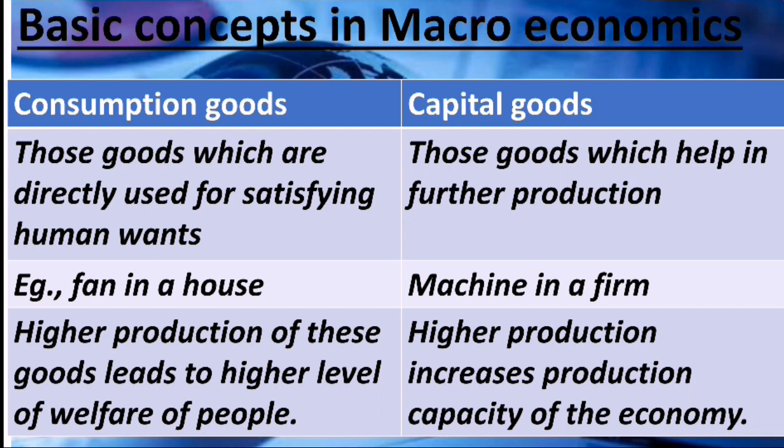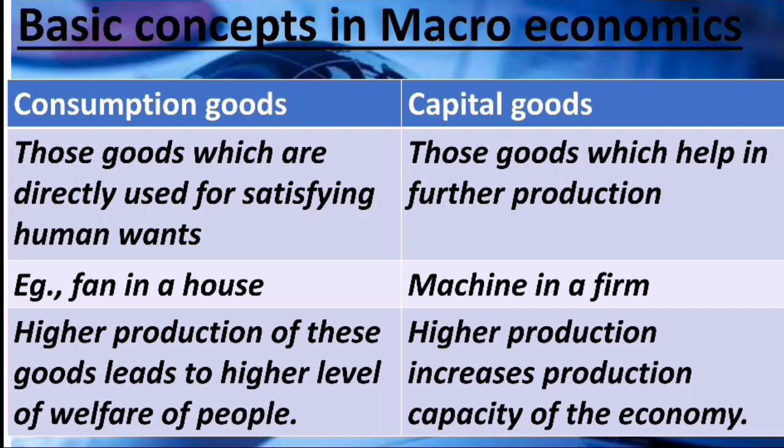Now, always remember that higher production of consumption goods leads to a higher level of welfare of the people as it raises their quality of life, and higher production of capital goods leads to higher productive capacity in the economy, and it is good for future growth. And the expenditure on consumption goods is consumption expenditure, and the expenditure on capital goods is called investment expenditure. So I guess that this is clear to you.